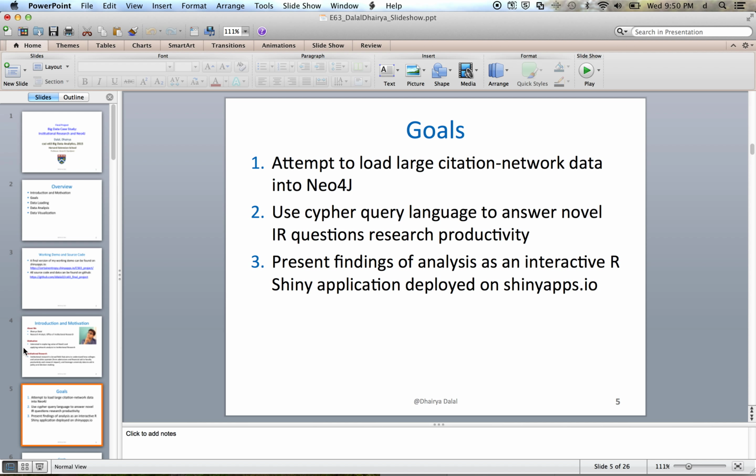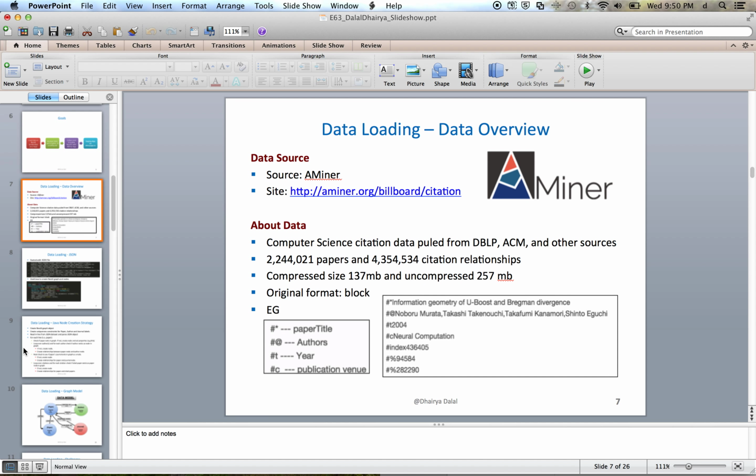So our goals were kind of threefold. The first and most important was to see if I could load a large dataset into Neo4j and see how scalable that was. Second was to see if I could use Cypher to answer some novel questions about IR. And then finally, I wanted to see if I could present the analysis as an interactive R Shiny app.